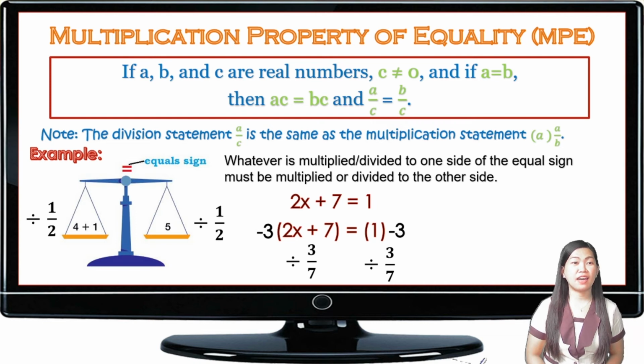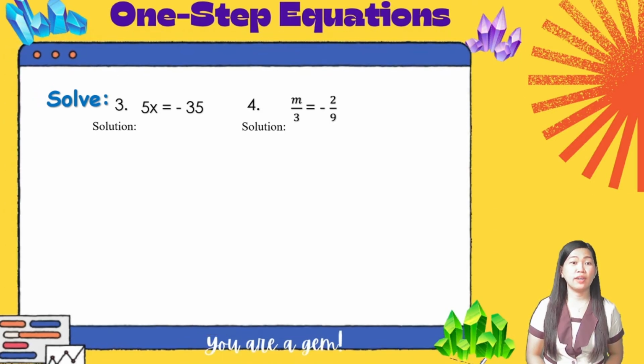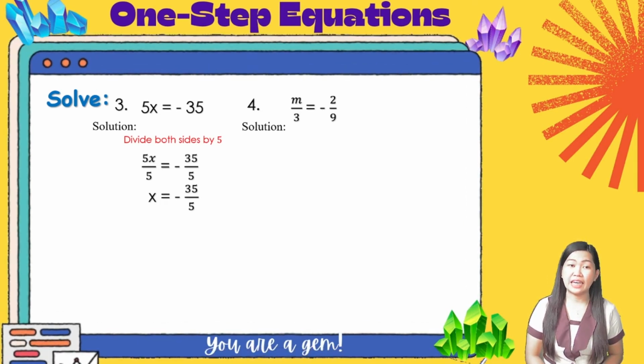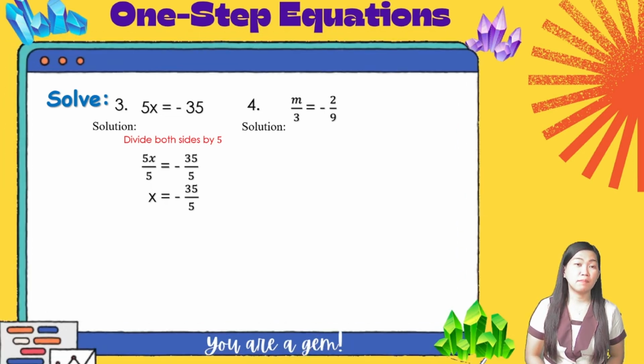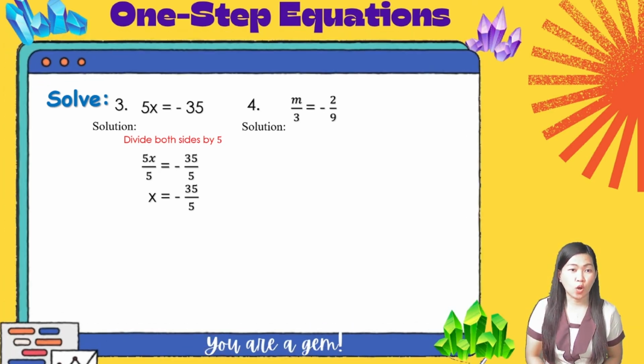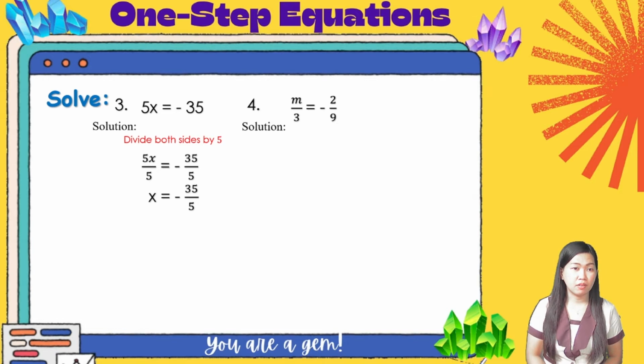And now, let us apply the multiplication property of equality. Here we have 5x is equal to negative 35. So, what will you do? You will divide both sides by 5 because the inverse operation of multiplication is division. That's why we need to divide it by 5. So, 5x divided by 5 is equal to negative 35 divided by 5. We have x is equal to negative 35 divided by 5. The answer is negative 7.